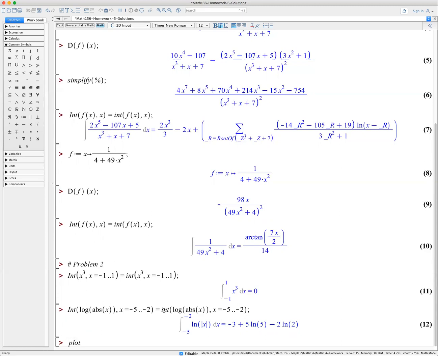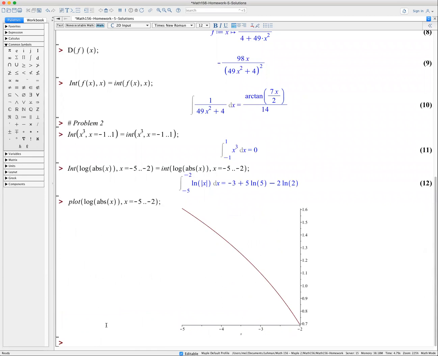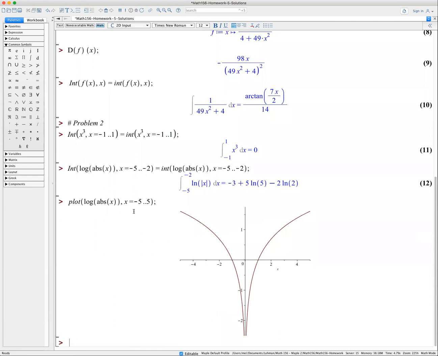If you want to take a look at the graph of this function, it's kind of interesting. So it's the log of the absolute value of x, x goes from -5 to -2. In fact, if you made this go from x equals -5 to +5, it looks like that. And -5 to -2, that's the area under the curve over there.